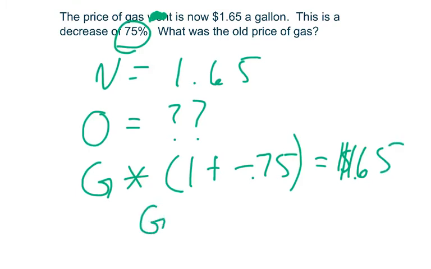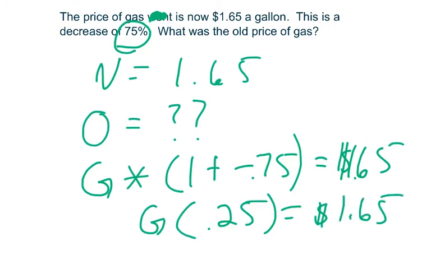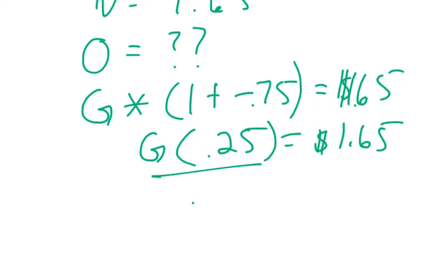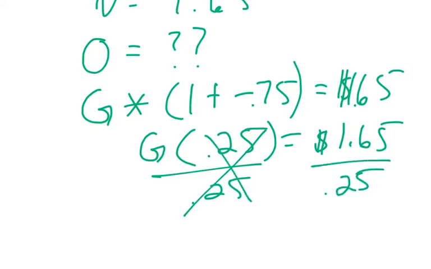So now, to find out the old price, 1 plus a negative 0.75 is actually 0.25 equals $1.65. And because we're multiplying there, we have to divide by 0.25. And so gas would have cost you the astronomical price of $6.60.